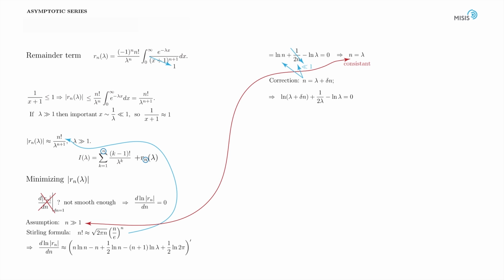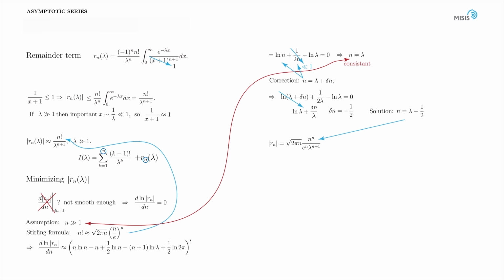Plugging it into our extremum equation, we get. Now we expand the log in terms of large lambda and get the answer for the correction: delta n is equal to 1/2. So the full solution of the extremum equation is n is equal to lambda plus 1/2. Well, of course, the integer part of lambda plus 1/2 should be understood here. Next, we plug it into our approximate expression for the error.